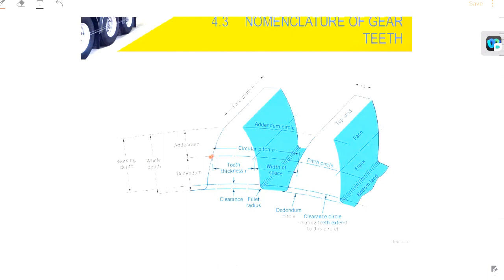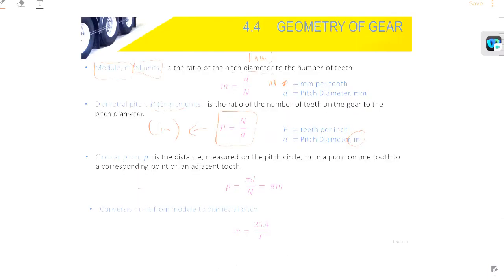Satu point gears to another point. Started from this point. This is the first gear. Kan? Okay, this is the first gear. Started from here and until the next adjacent gigi yang ke depan, yang next gear teeth. So this is the next one. So this is the circular pitch. Right. See the formula how to calculate the circular pitch.